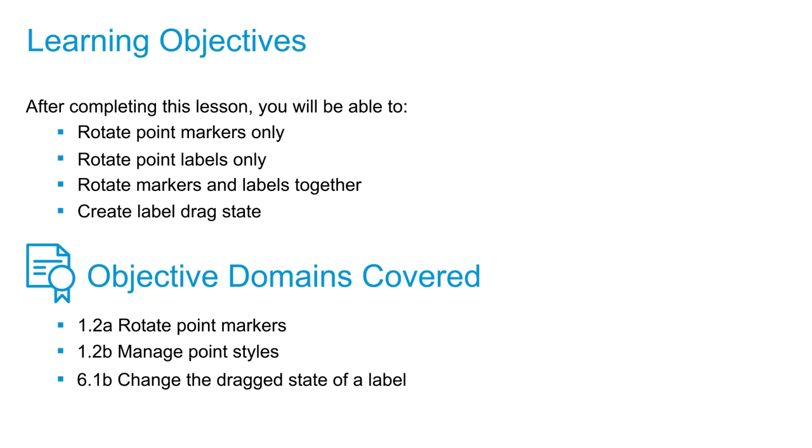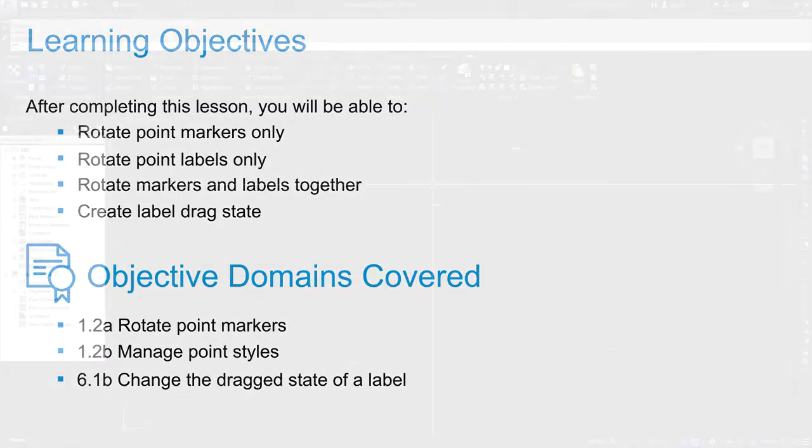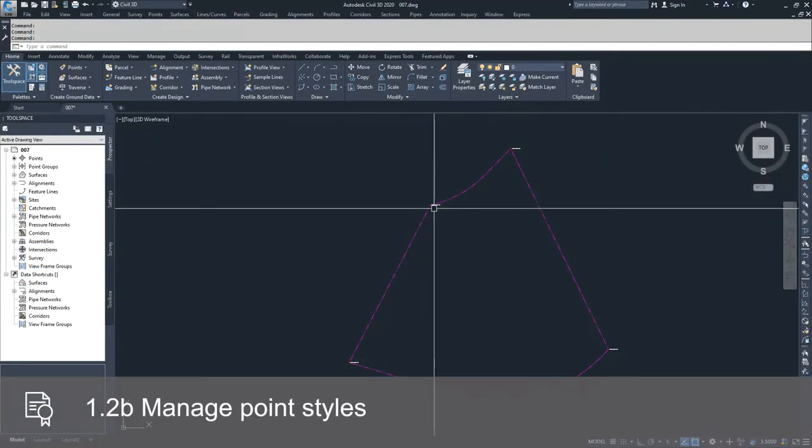In this video, we're going to learn how to manipulate markers and labels for points. What we're going to specifically do is we're going to learn how to rotate markers only, rotate labels only, rotate markers and labels together, and create a dragged state for a label. So we're going to work our way clockwise around this parcel.